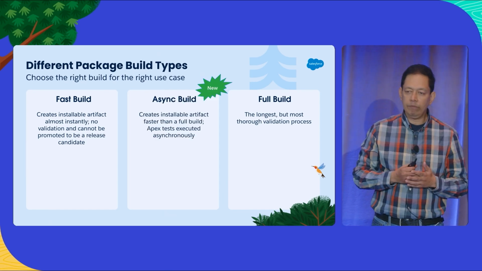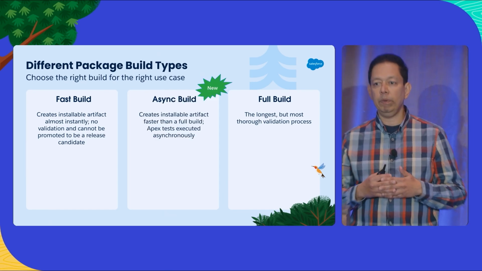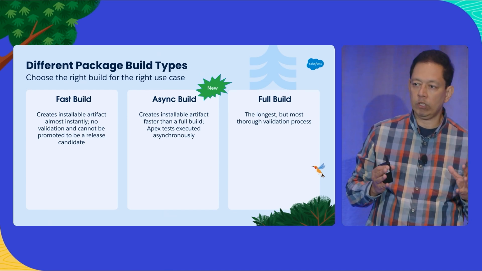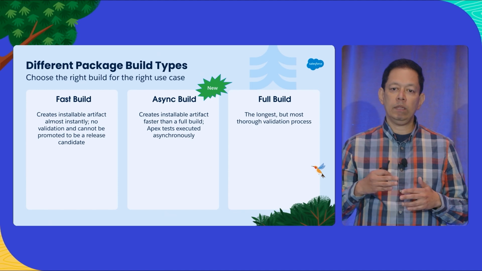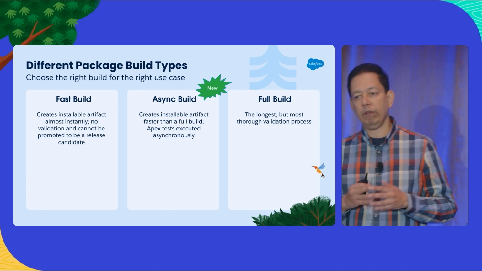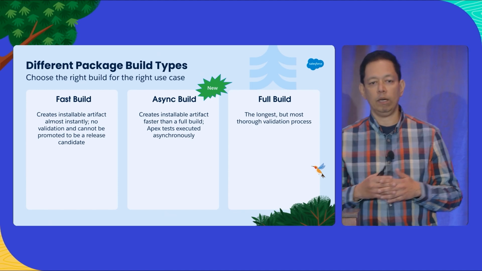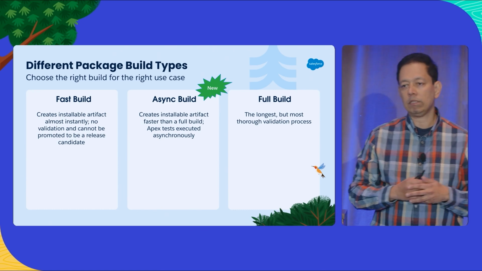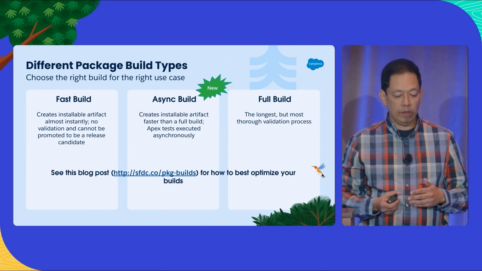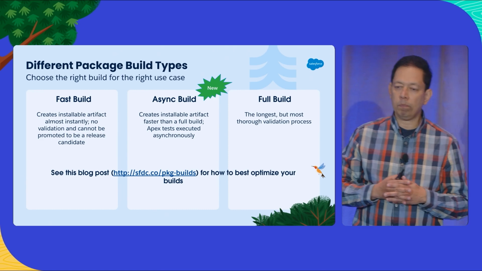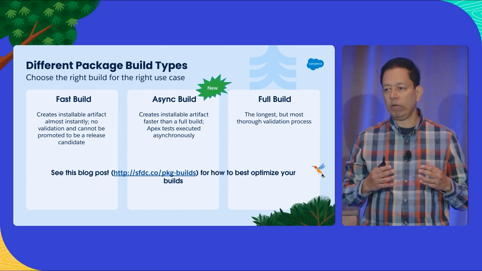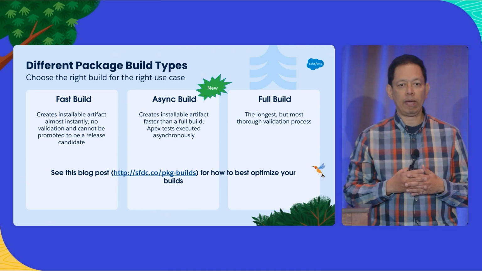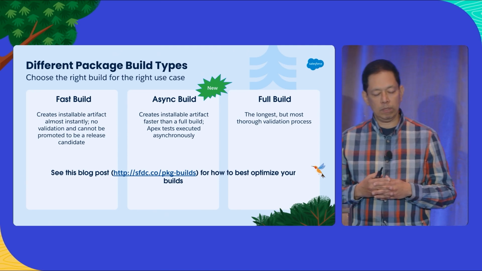And recently, we released this notion of an async build, which I think is a good medium between the two, where we give you an installable artifact, but run Apex tests after we have given you the installable artifact, so that you can parallelize some of your CI runs. We recently published a blog post that I highly recommend that you go read, because it talks about how you can leverage these different types of package builds to optimize your CI run.